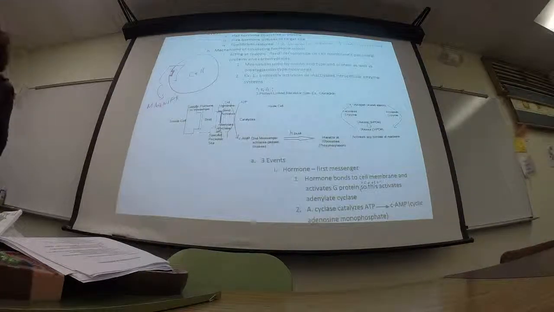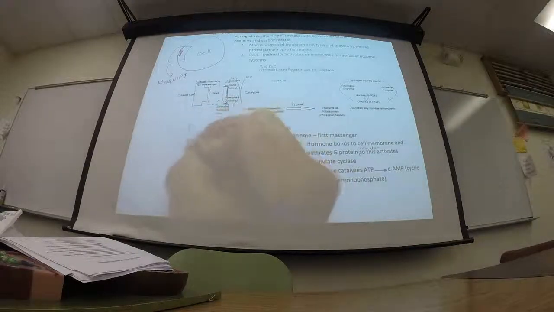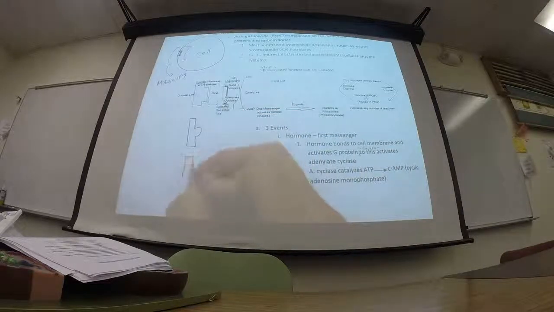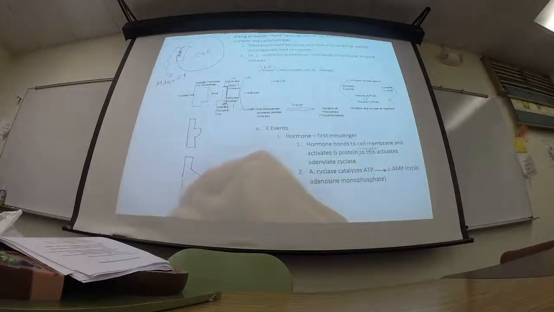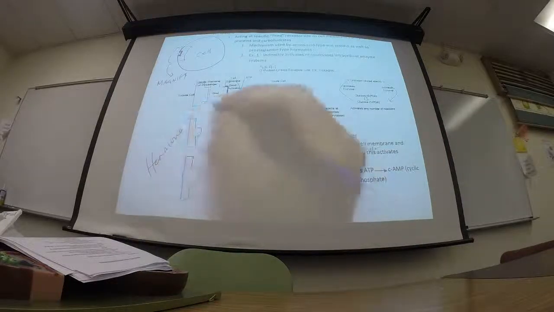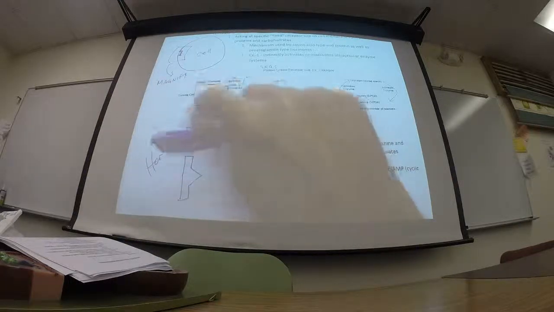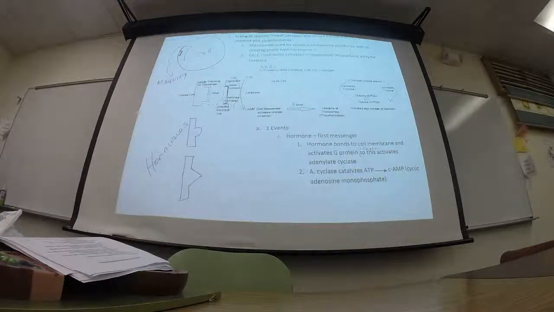So you have different hormones floating by. You could have a hormone shaped like this. You could have a hormone shaped like this. You could have a hormone shaped like this. Well, which one of these hormones is going to fit in that specifically shaped receptor site right there? First, middle, or bottom? First.